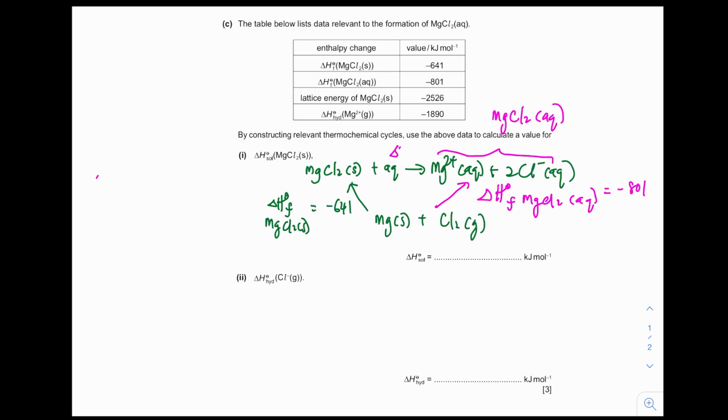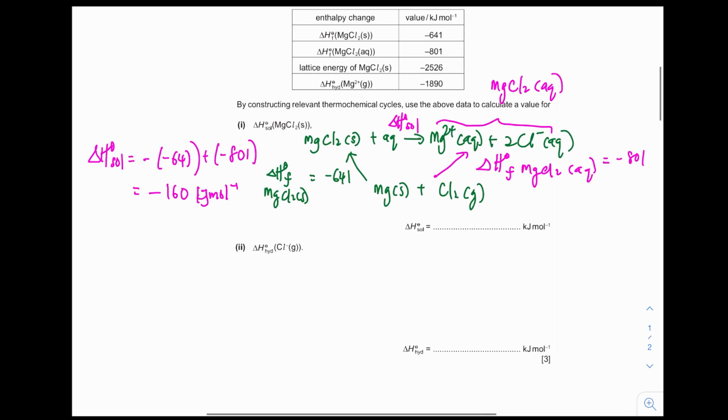Therefore, the enthalpy change of solution can be solved by this: negative, because the arrow is pointing towards the reactant. Whatever arrow that's pointing towards the reactant should be the negative arrow. So it's negative 641. And this arrow is pointing towards the product, so it's a positive arrow. So positive, followed by negative 801. So your answer is going to be negative 160 kilojoule per mole. So this is for question 1.